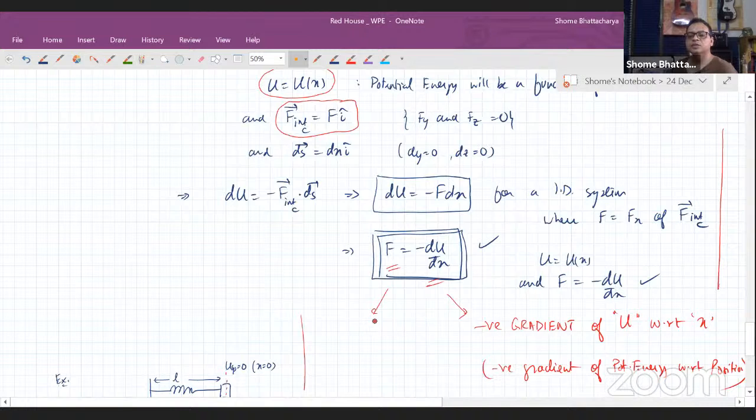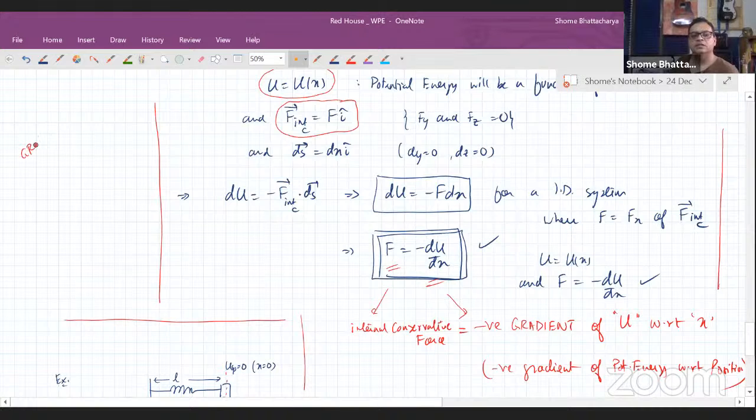So the word definition of this becomes like this, that the internal conservative force equals the negative gradient of potential energy with respect to position. So here we are using the term gradient. In one-dimensional form, the gradient is given by this operation. It is basically rate of change with respect to position. So it's a special name given to that operator.